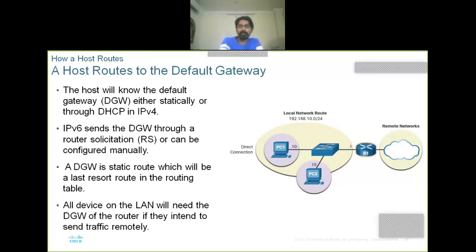So, a host route to the default gateway, same as I already told you with the existing diagram. PC1 and PC2 want to communicate with remote networks. So first these systems should be configured with an IP address, then the subnet mask, and then the default gateway. What is the default gateway to be provided to this system? The default gateway is the router IP address. What is the default gateway for PC2? Same. The router IP address is the default gateway address for PC2, right?